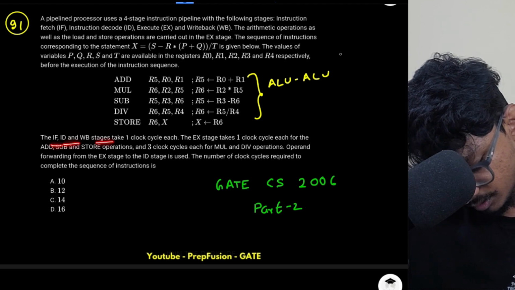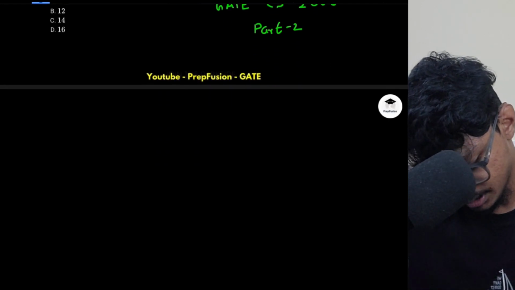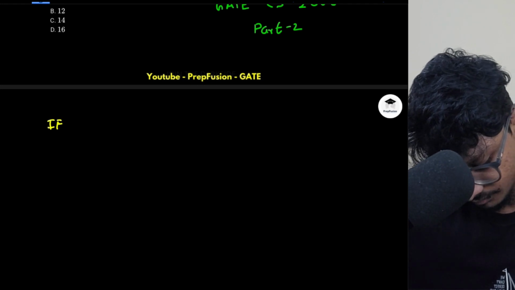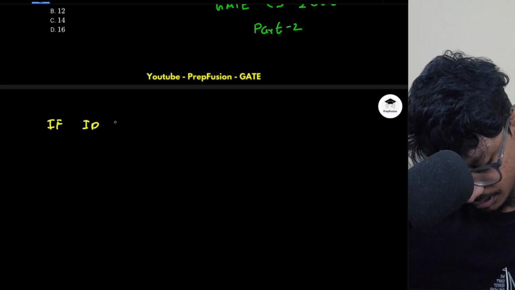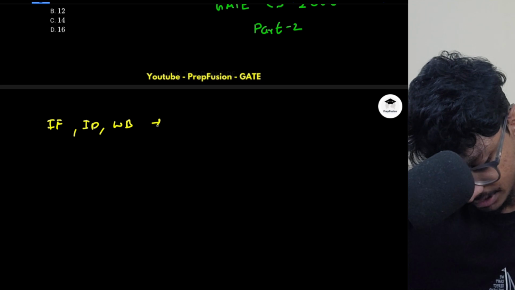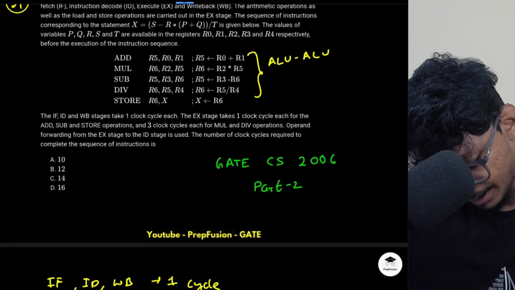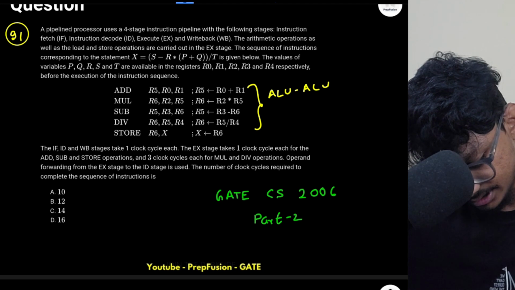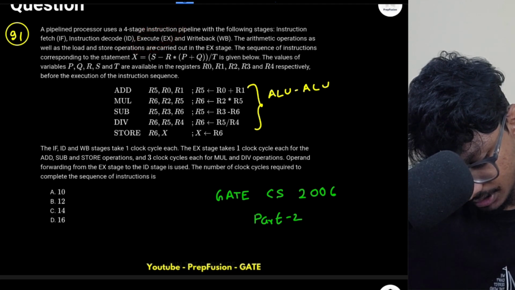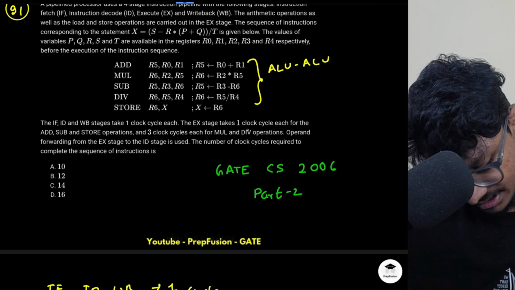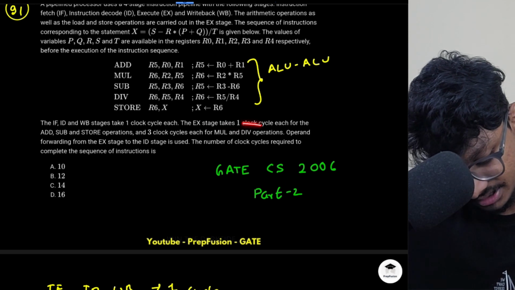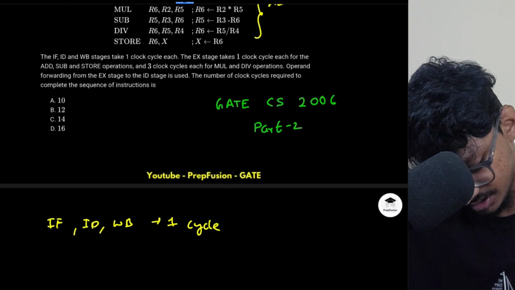They are telling me that the IF, ID, WB stages take 1 clock cycle each. So IF, ID and WB, it is a 4 stage pipeline, right? They take 1 clock cycle, and the other stage, the execute stage, depends on the instruction. Execute stage takes 1 clock cycle for add, subtract and store.